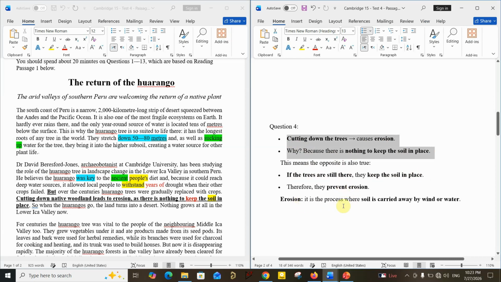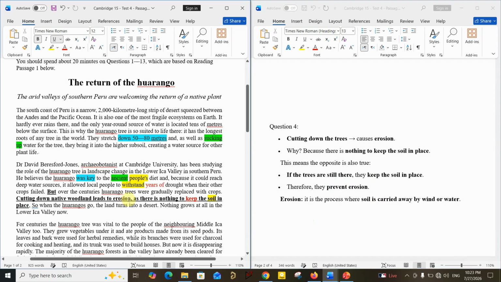Erosion means it's a process where soil is carried away by wind or water. Okay? You need to know the meaning. At least right now, write down notes, take notes. Erosion means it's a process where soil is carried away by wind or water. This means soil. So erosion is the right answer.